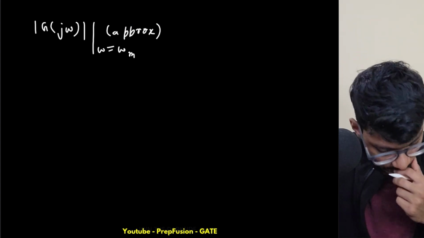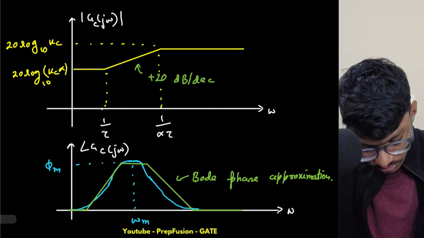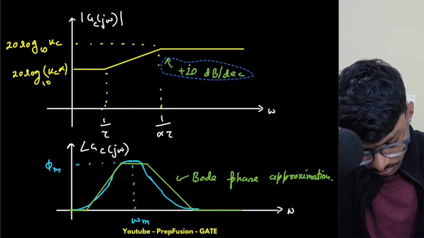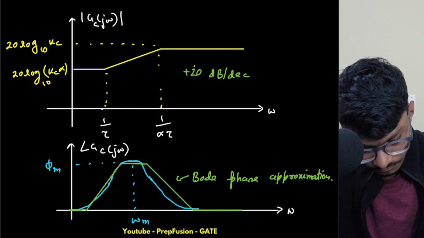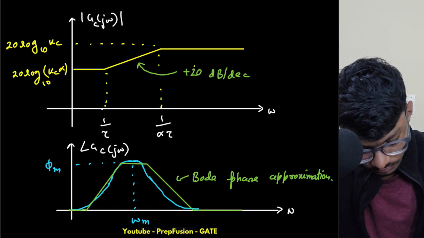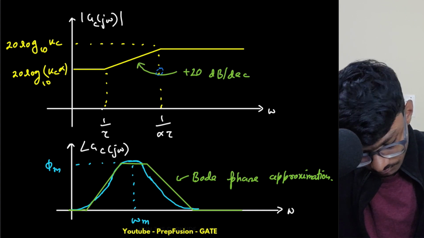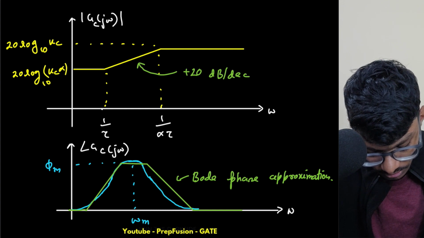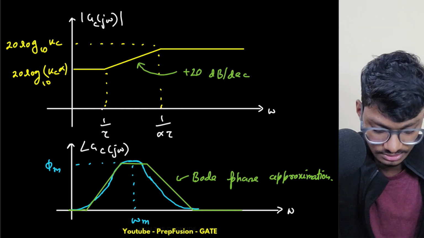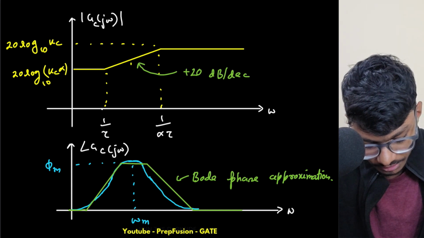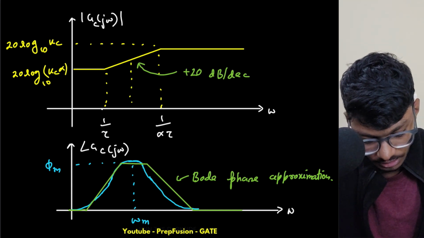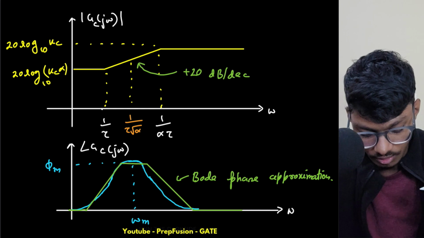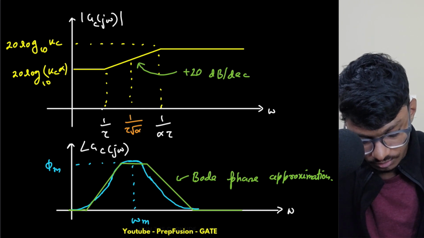So how to derive this? Basically this will be some frequency. Let me move this further away. Obviously it will lie between these two, right? Geometric mean means it will lie between these two only, so it will be somewhere around here where the phase will be maximum, and this value is 1 by tau into under root alpha. Now what will be the magnitude at this point?